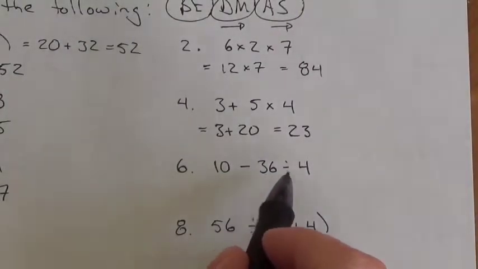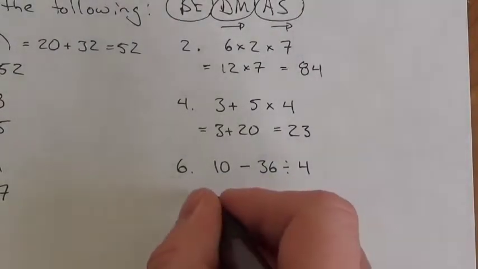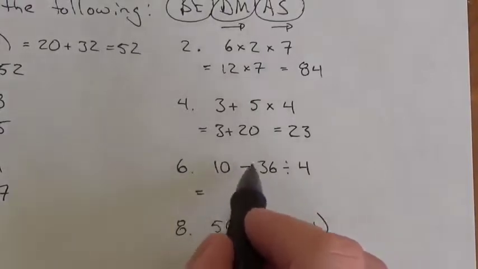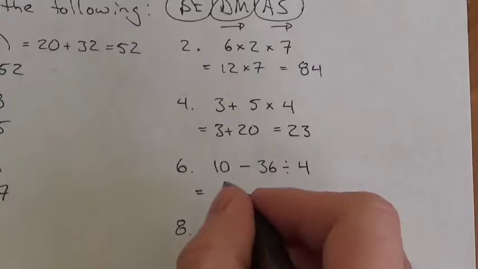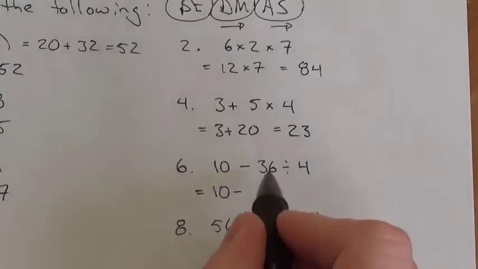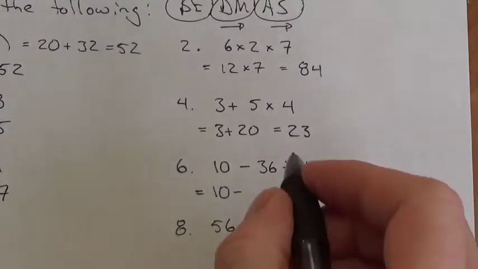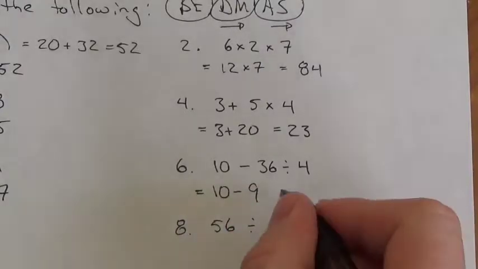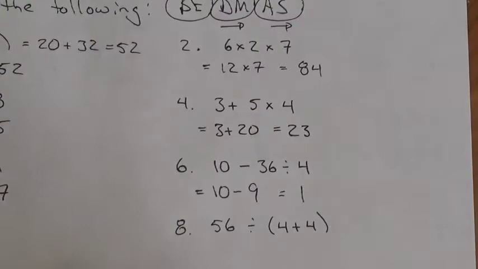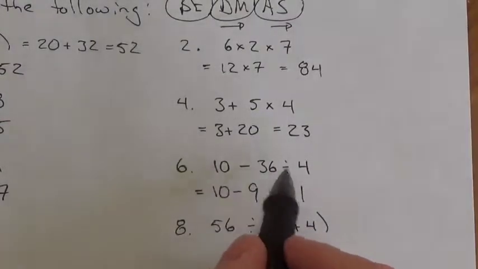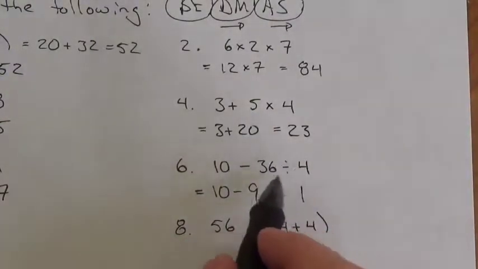10 minus 36 divided by 4. Again, because we've got subtraction and division here, we are going to give priority to the division. So 10 minus, now 36 divided by 4 is going to be 9. And now 10 minus 9 is 1. You don't do the subtraction before the division. You're always going to do that division first.